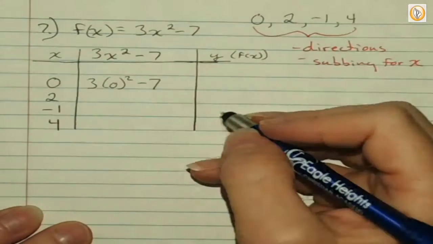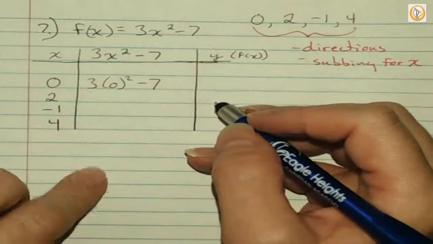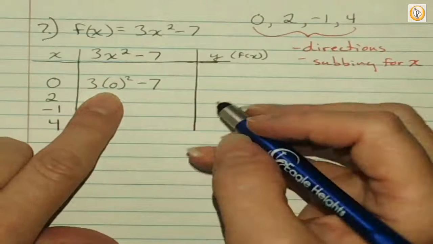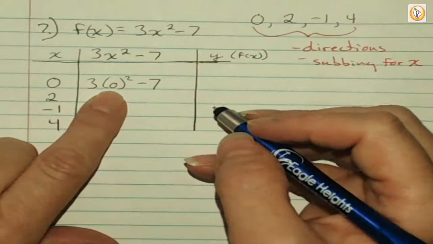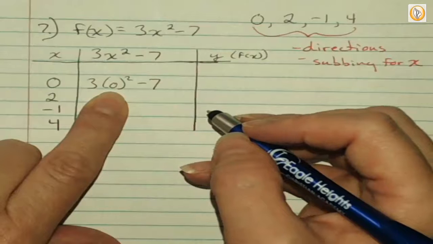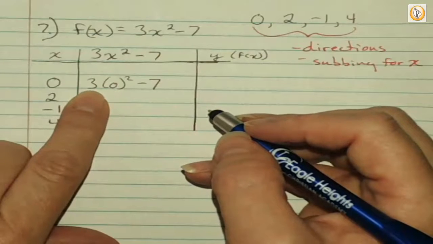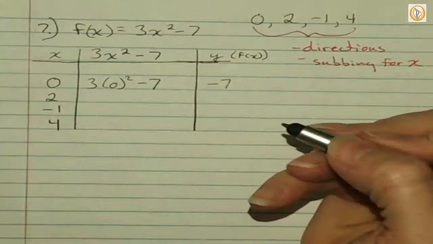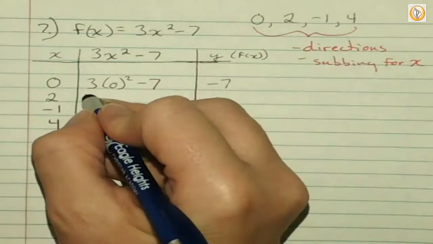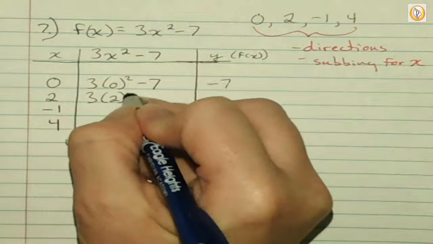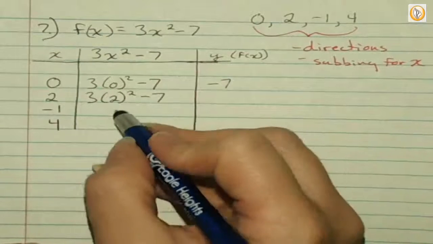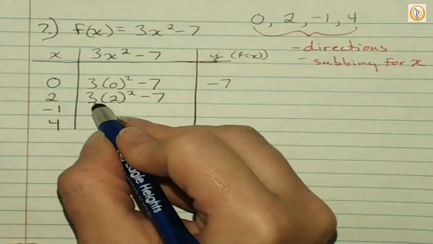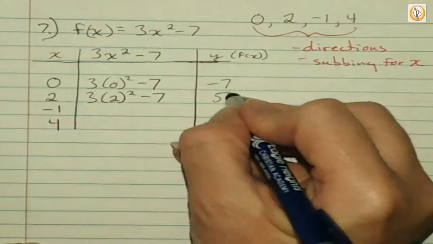Franz, why don't you solve this one for me? -7. What? No, I didn't ask for the answer. Solve it. What is 0 squared? 0. Okay, times 3 is 0, minus 7. -7. Very good, Franz. All right, Keith, you do this one. 2 squared is 4, times 3 is 12, minus 7 is 5. Very good.